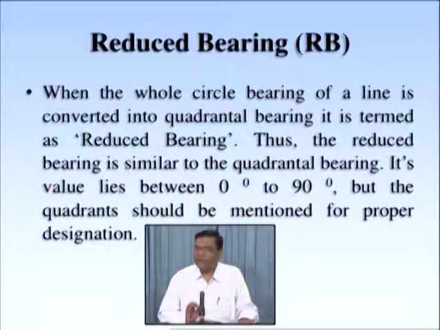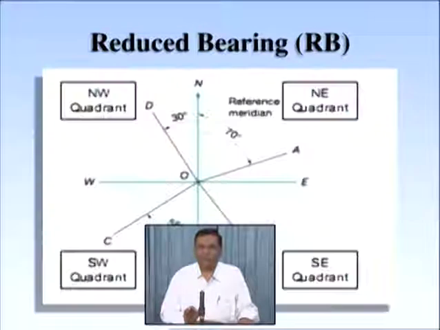But the reduced bearing is always between 0 and 90 degrees. Reduced bearing cannot exceed 90 degrees, because the quadrant in which it is lying has to be mentioned properly, or it is designated by the quadrant in which it lies. So the value will not exceed 90 degrees in any case. That we have to understand.